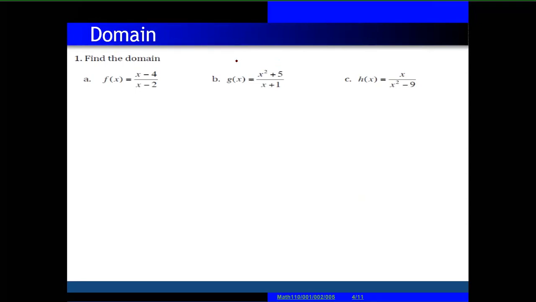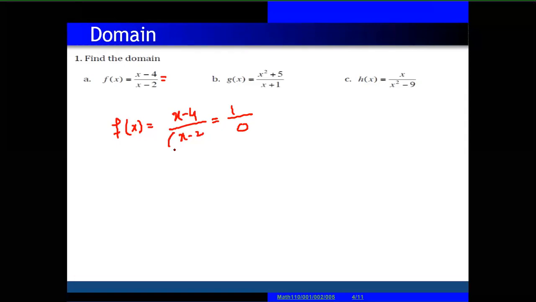Okay, when we have a function like this, this is a rational function, and in the numerator we have x values, and also in the denominator we have x values. f of x is equal to x minus 4 divided by x minus 2. For finding the domain, there is one rule: the denominator must not equal 0. This number must not equal 0, because if this number equals 0, then anything divided by 0 equals what?